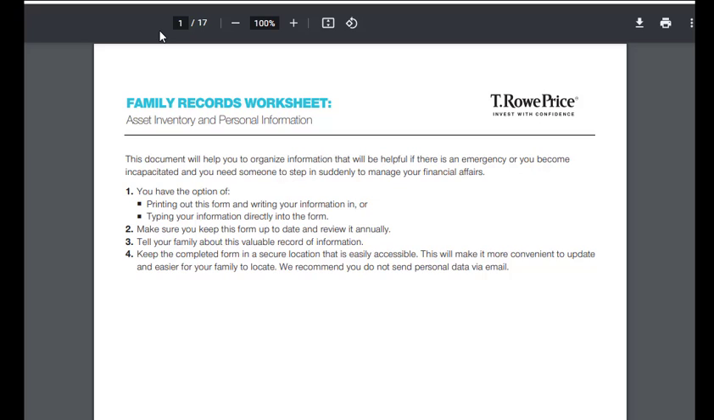It was not too recently that I came upon this information from T. Rowe Price. It's a free document, a family records worksheet. If you are looking for a way to keep track of all of those documents, accounts, and passwords, all that needed family records, financial information, and account information for your whole family, and you need to keep it in one place in case there's an emergency or something happens and no one can find your life insurance accounts, your doctor names, all of that type of information.